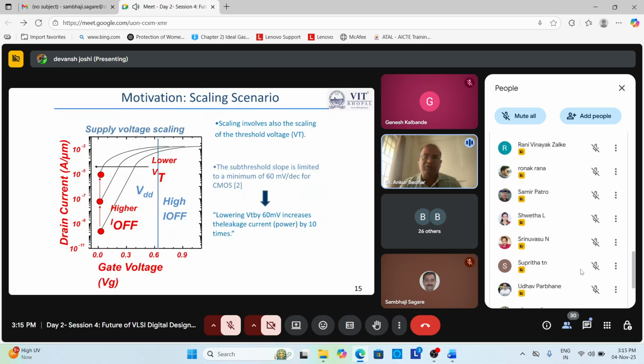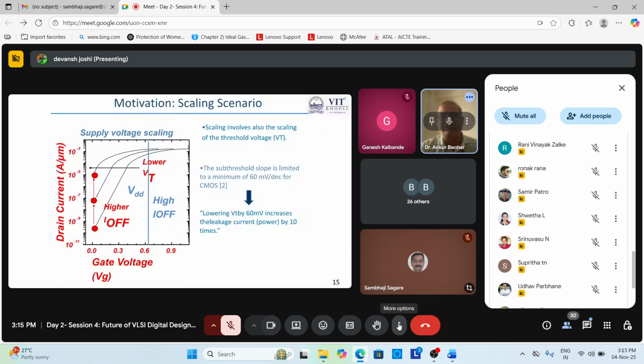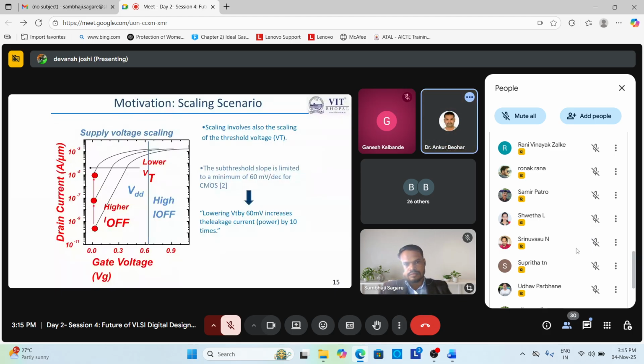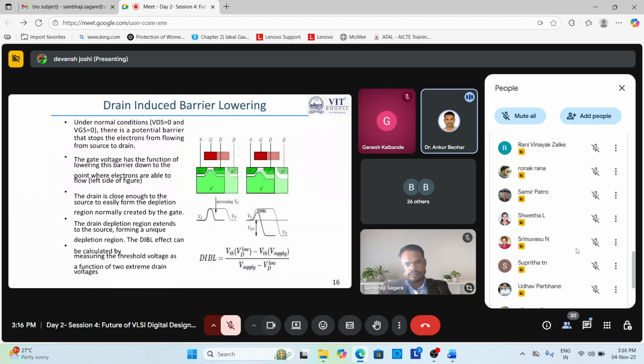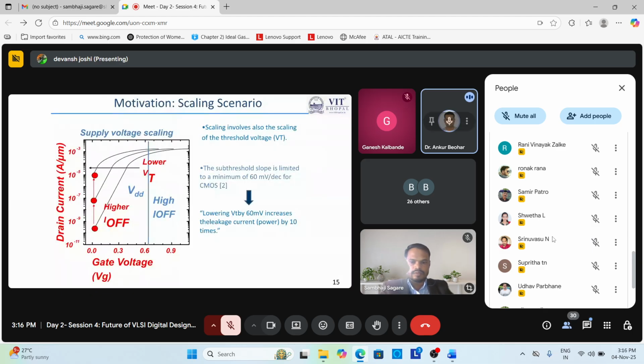I mean, the minimum value of the gate voltage that is required to increment the current by 1 decade. So here 60 millivolt is required in the case of a MOSFET. So there is a limitation. Below this, a huge amount of voltage is required.